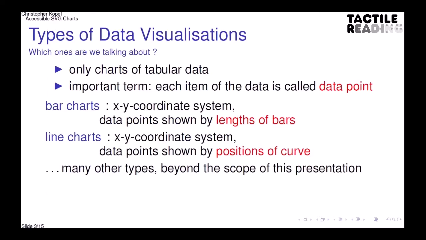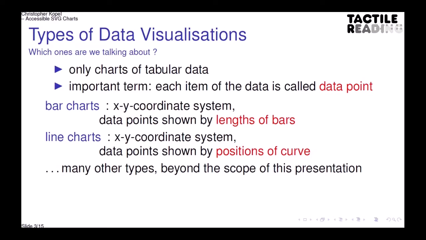There are many types of data visualizations, for example, maps, network graphs, flow diagrams, and so on, but we'll focus only on charts of tabular data, that is, charts with data which can be represented in the form of a table as well. And there is an important term you should remember in this context. It is the data point. A cell of such a table or any data item is called a data point in this context.